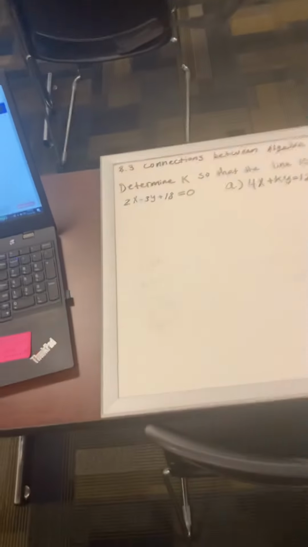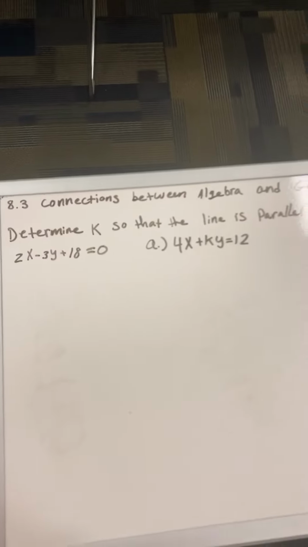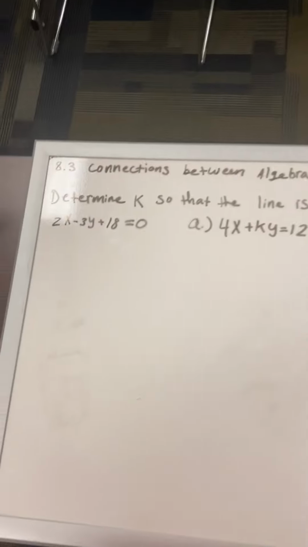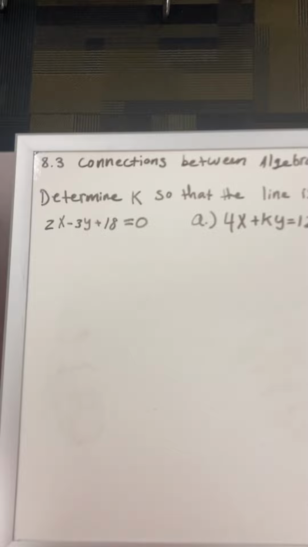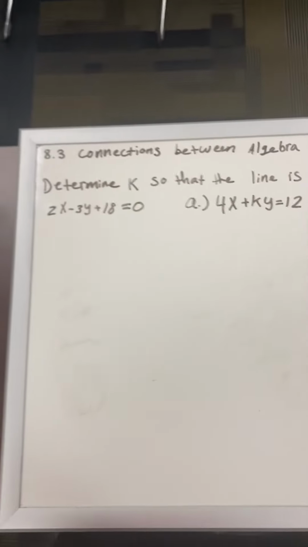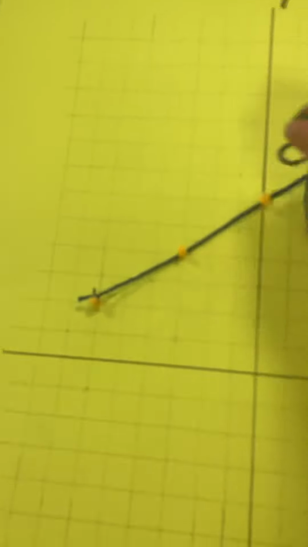For today's lesson, I pulled an example straight off of one of our older homeworks. It says to determine k so that the line is parallel to the given line, which in this example is 2x minus 3y plus 18 equals 0. To determine what a parallel line would be, we're using the following manipulatives.